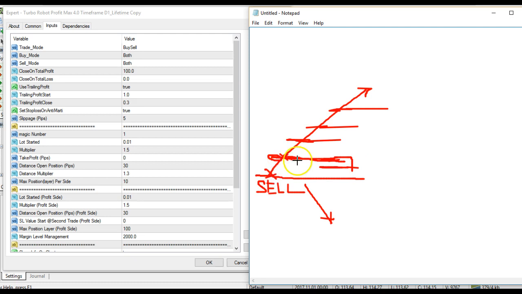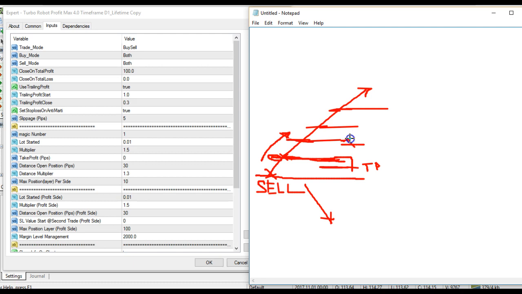What if the market is still going up to the next level? Next level means the third level. So this particular TP here will be changed over here. Since this one is not closed, because the market is still going up, the TP will be moved over here. It's the same case.